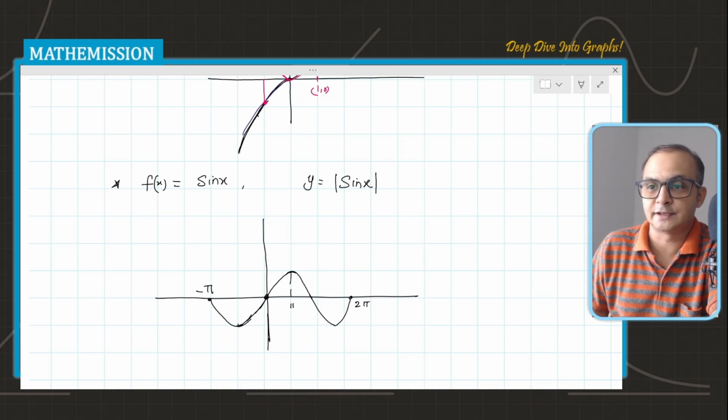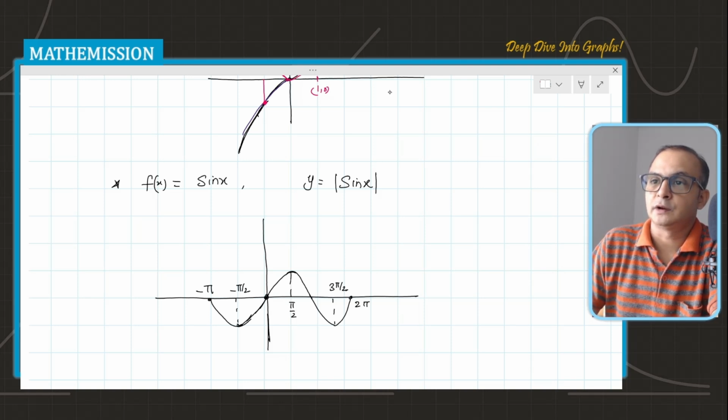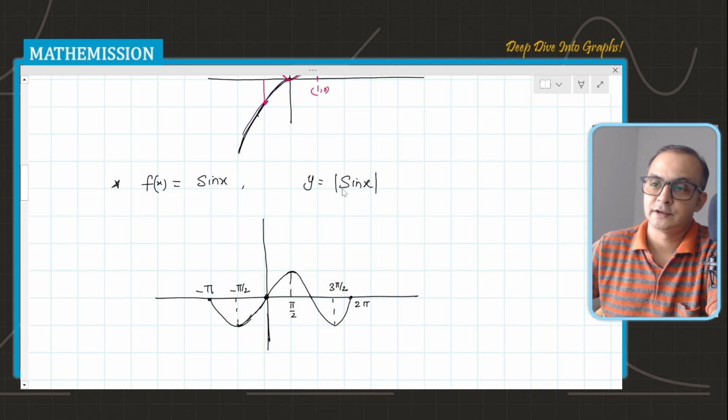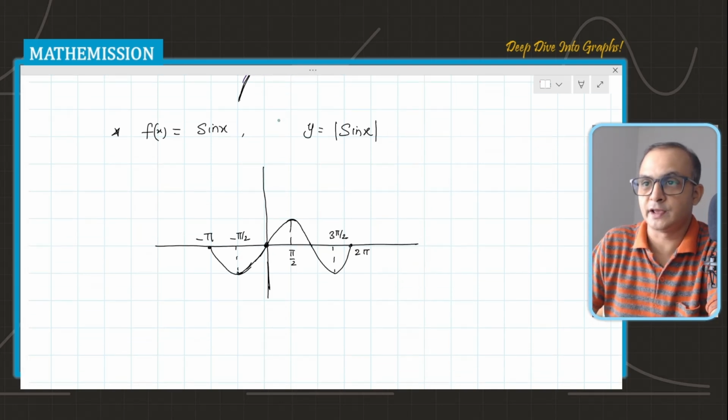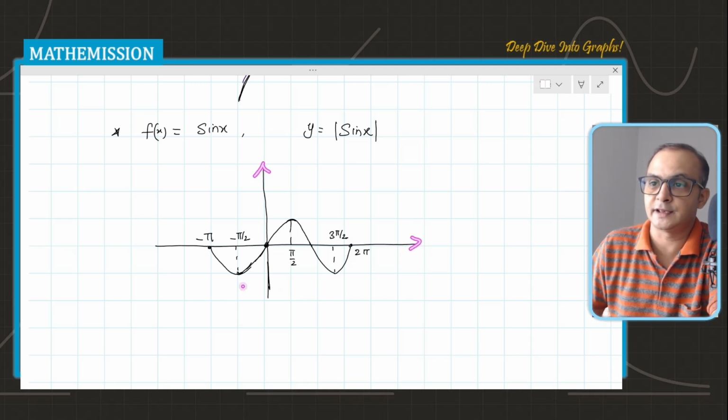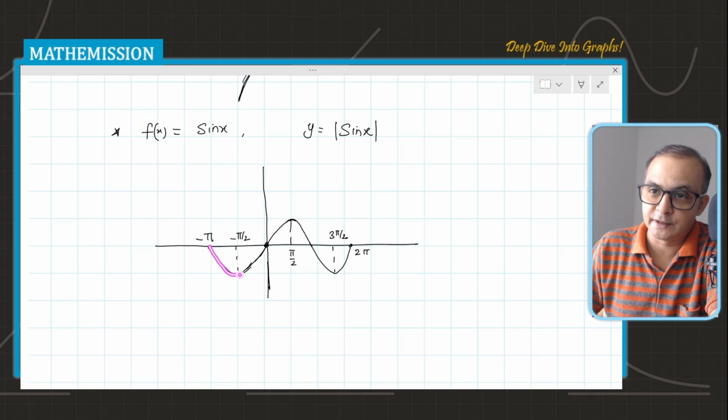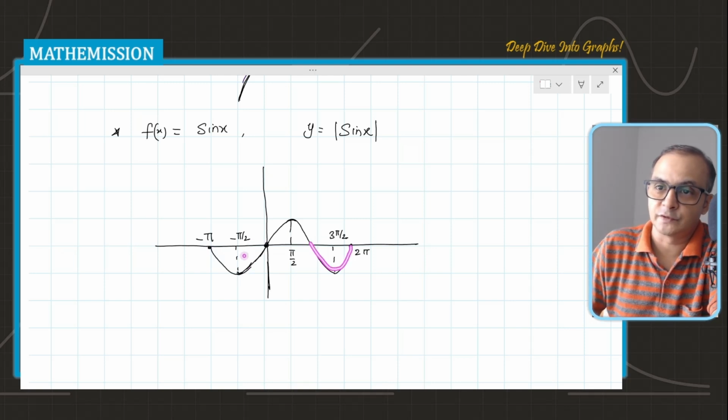Let's try to understand this first. This is going to be 3 pi by 2. This is going to be -pi by 2, and so on. So you know the idea, how to draw it. We take the image in the x-axis of whatever portion we see below the x-axis. So I have this part below the x-axis and this part below the x-axis. So we take the image of it and it will turn like this. It will take the image of this, it will turn like this.